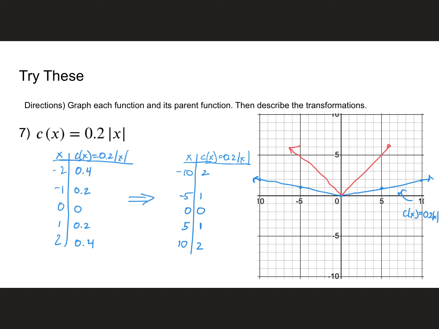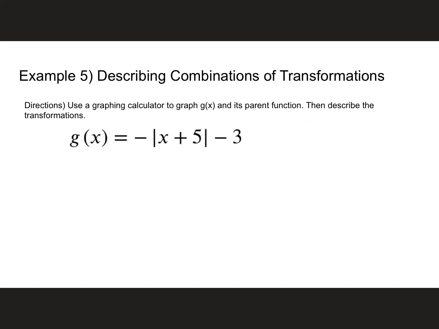So what would I say? I would say c of x is wider than y equals the absolute value of x, or the parent function. Definitely wider. What happened here is I had a vertical shrink. Okay, all right, hang in there.